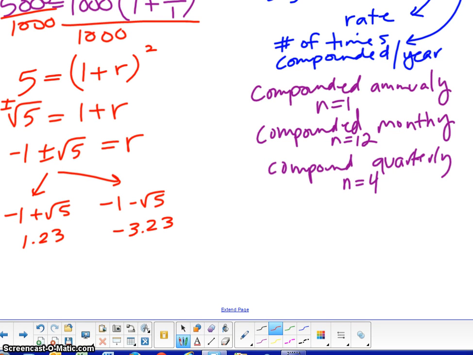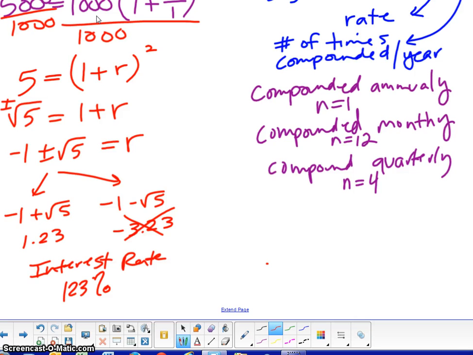So the interest rate, this would not be possible in order to get money to have interest on it, that would not be possible. So that's going to be extraneous. And then the interest rate itself has to be 123%.